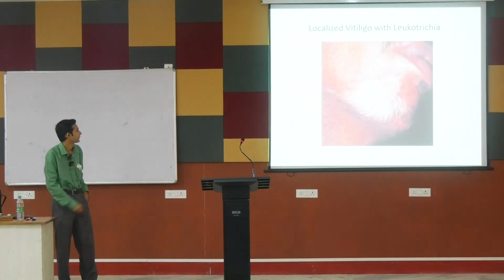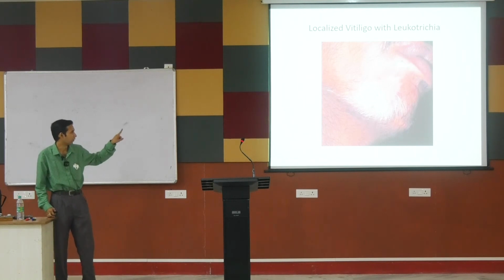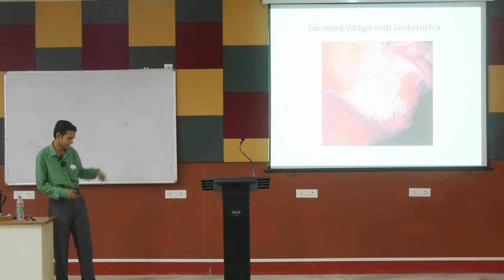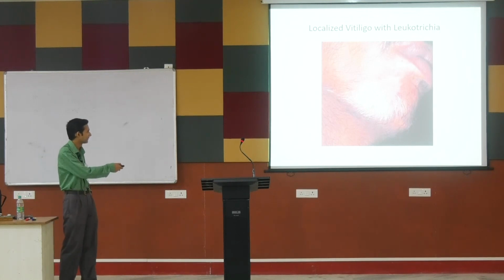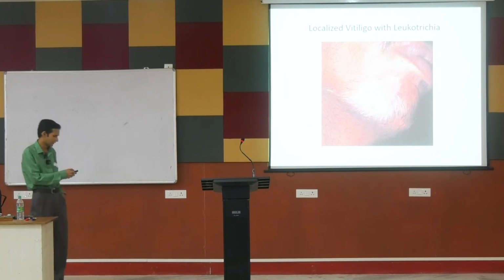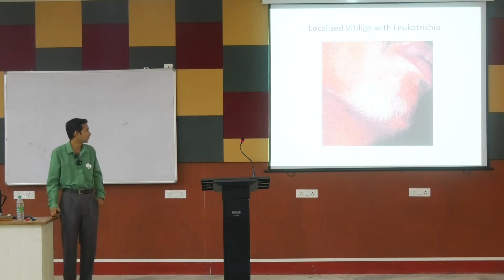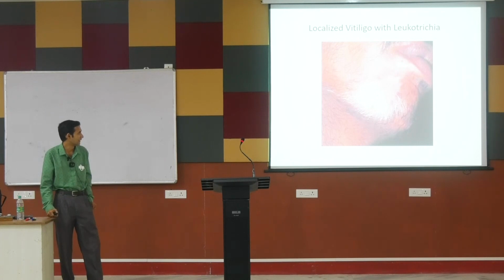Now, the localized vitiligo, as I have already told, localized to the chin, and also white hairs can be seen. This is known as leukotrichia. Do you see it? This is known as leukotrichia. So it is a localized vitiligo, localized to a particular chin and usually associated with depigmented hair. This is usually leukotrichia.